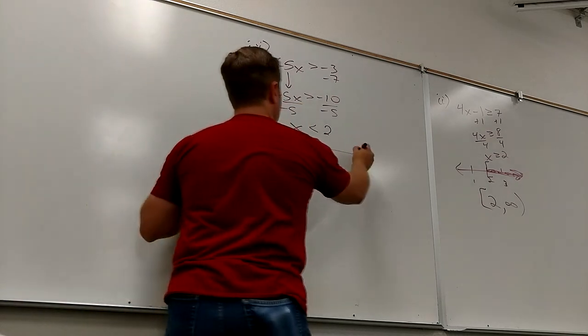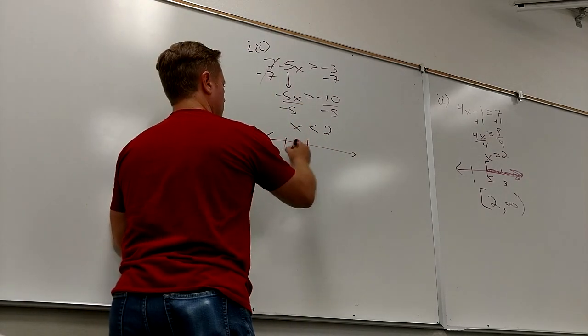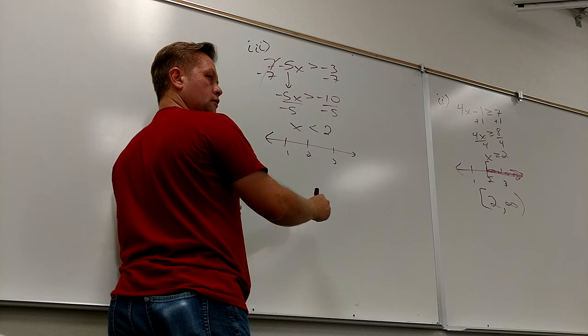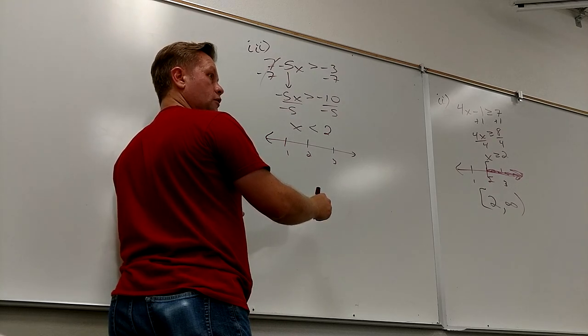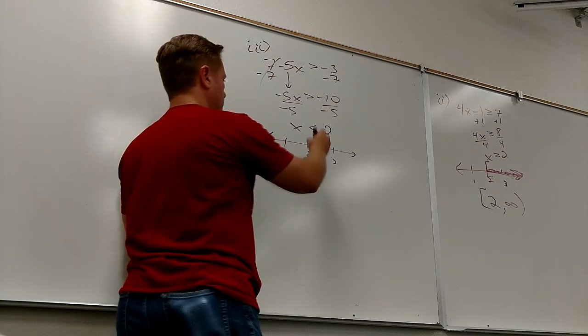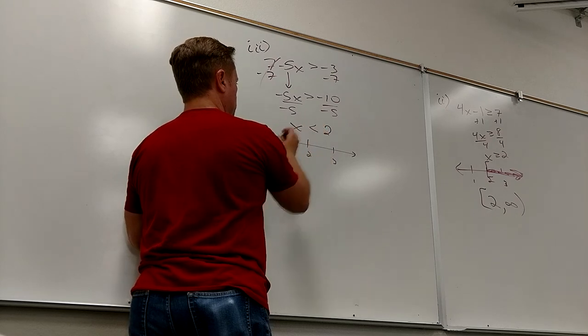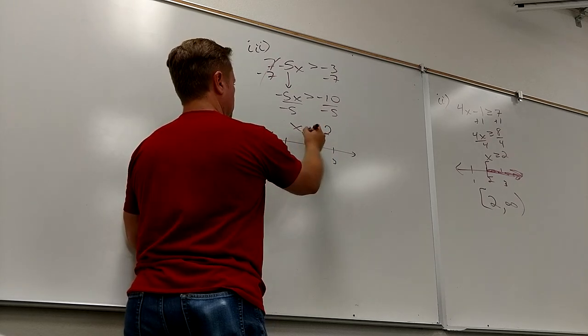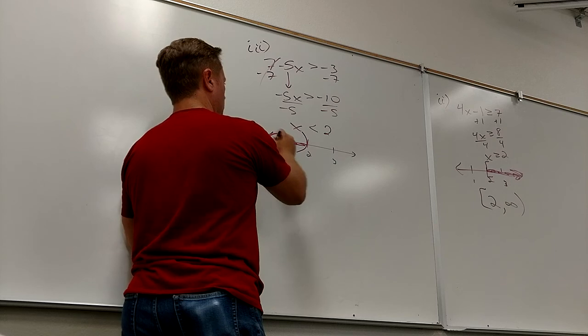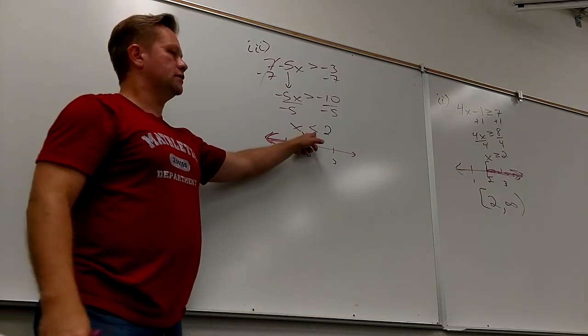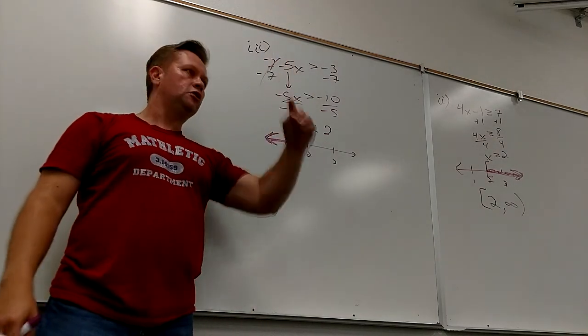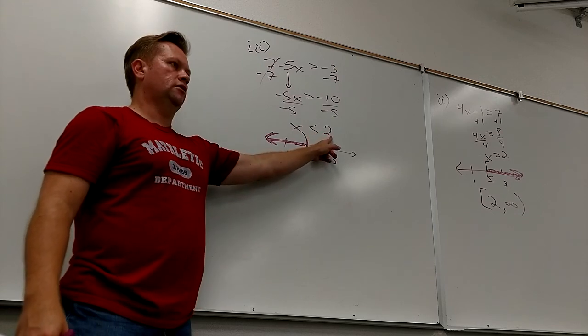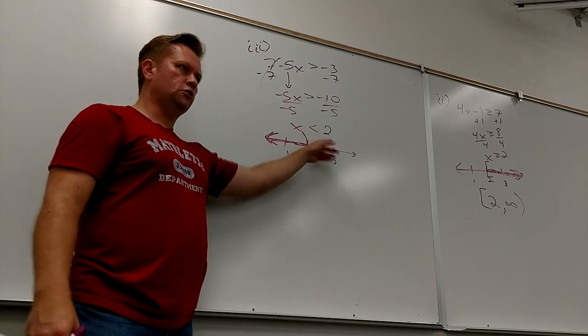Now, how'd you guys graph this? See on two. Parenthesis. And which way are you going to shade it? Okay. Why is it not a bracket? Because a bracket would mean I for include. I don't want to include 2. 2 is not less than 2, so 2 is not an answer to this.